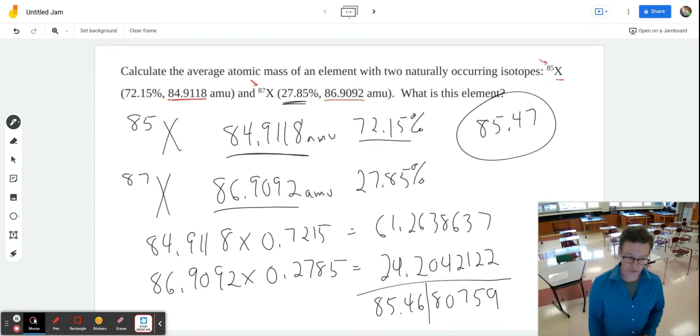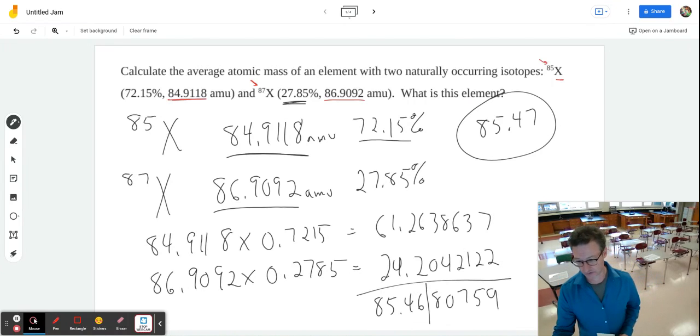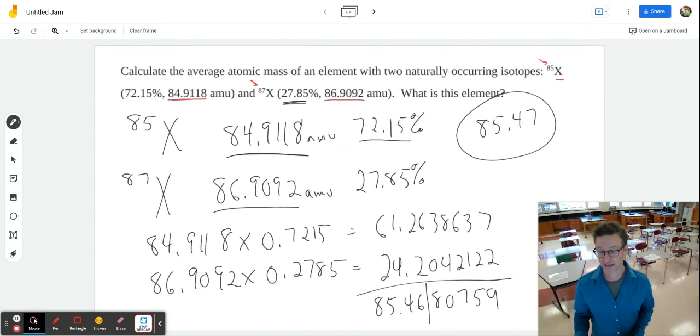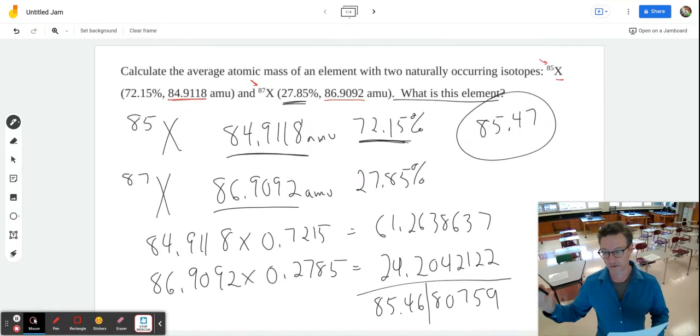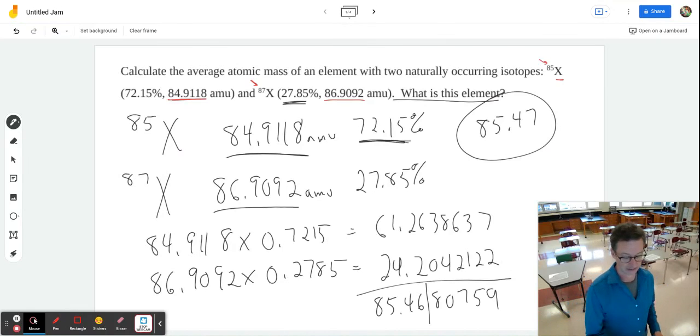Okay, now is that closer to the lower number than the higher number? Yeah, right, because there's a difference of roughly 2. So if we took the right middle, it would be 85.9. So this is a little bit closer to 84.9 than it is to 86.9. That's what we expect because there's more of them, so the average should be lower. Up to this point, this is like a standard average atomic mass problem. You've got 2 isotopes, you've got percent abundance, you multiply, add the results together, and you get the average atomic mass.